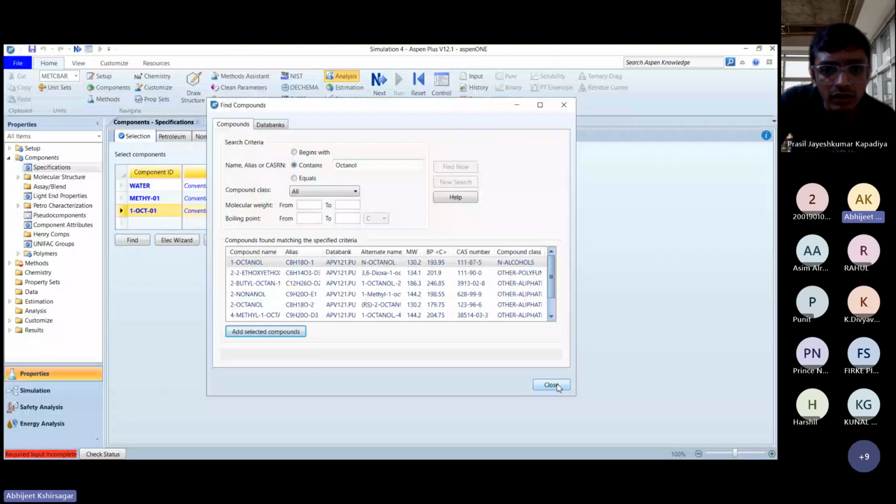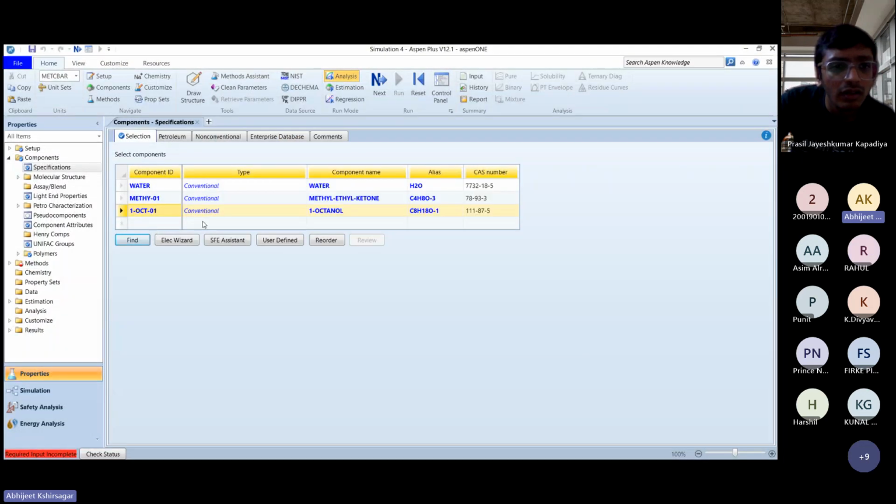So we have added all the components, right? Yes. Water, MEK, and 1-octanol. Now next, we will use the UNIFAC method.